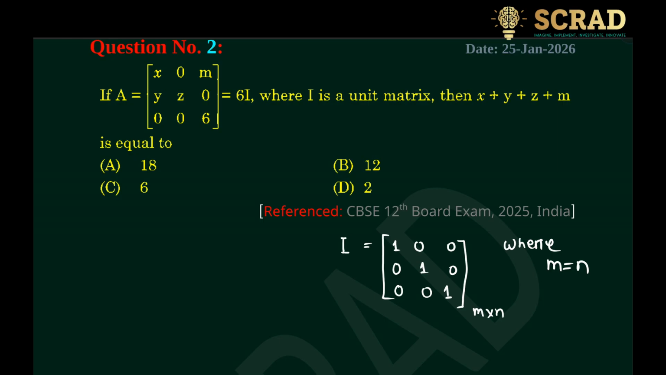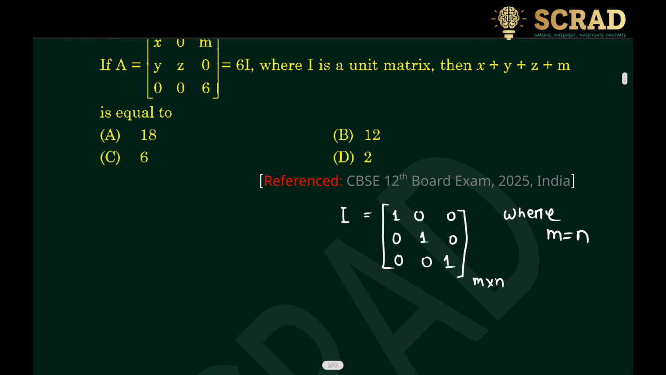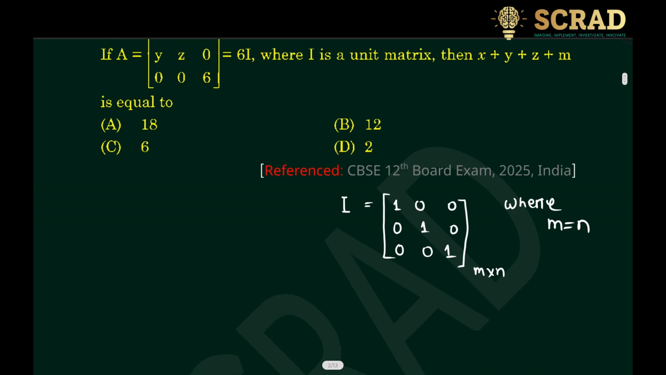Okay. So whenever we multiply a scalar number with any matrix, suppose I am multiplying 6 with this I. So 6I, right? 6 will be multiplied with each of those elements, 1 0 0 0 1 0 0 0 1. Here 6 will be multiplied with every element of this matrix. Okay. So now what will be the result of this multiplication?